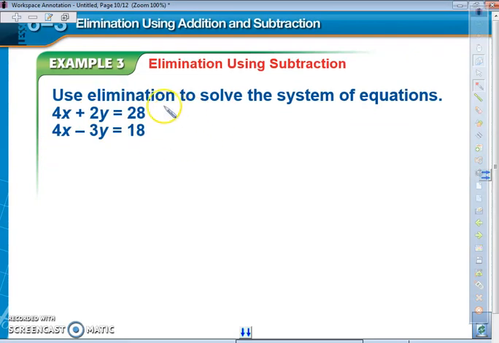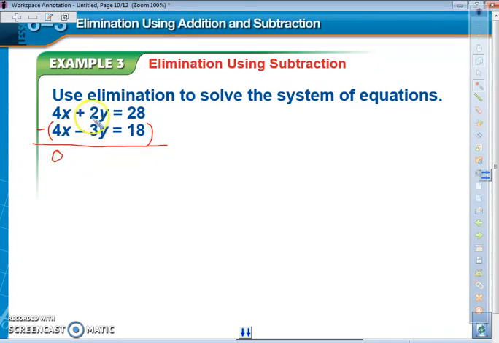Now we're doing elimination using addition and subtraction. So now I'm going to subtract. And while it says subtract, really what I'm going to do is I'm going to take the bottom one right here and I'm going to put a negative sign in front of it. Now, putting a negative sign inside parentheses or outside parentheses means that everything inside the parentheses changes signs.